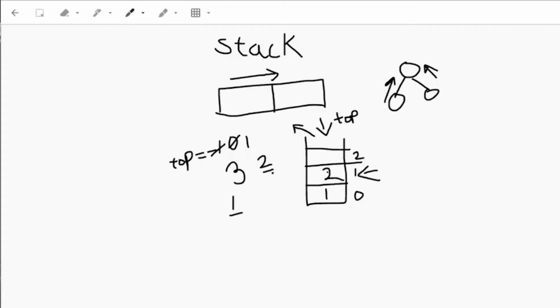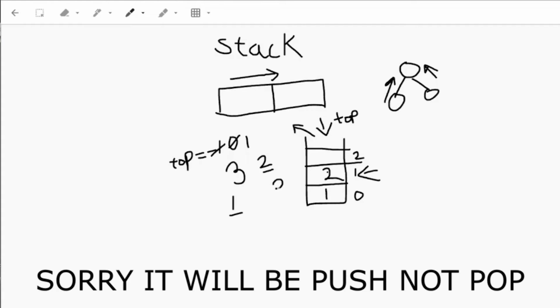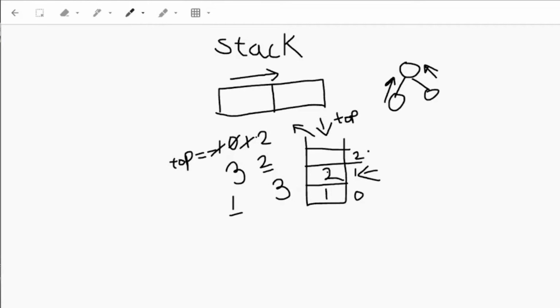Now once 2 is pushed, let's say that we want to perform another push operation. Again this top will be incremented by 1, right? And hence it will be pointing to the second index, and hence 3 will be pushed into the stack. Now if we try to push 4, then what will happen, do you think? Our stack is of size 3, right?